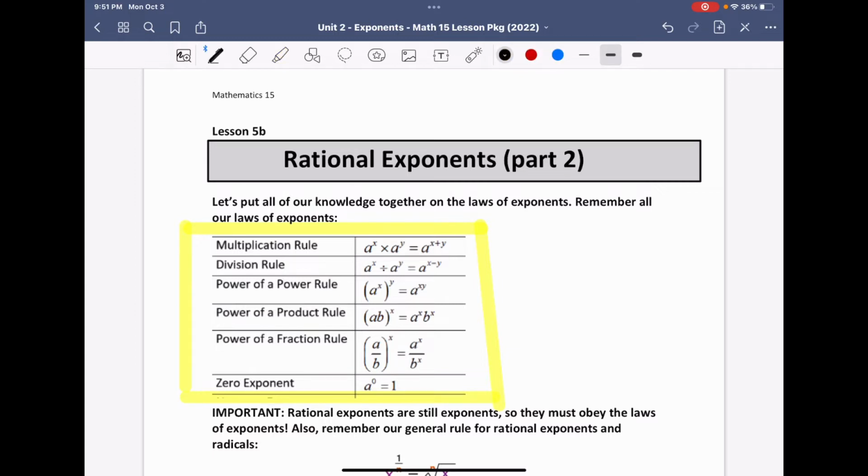I would like you to have this as a copy right next to you, whether that's taking a photo of it and just putting it off to the side or whatever it may be. Having these rules at your disposal, especially when doing problems, is really important here.